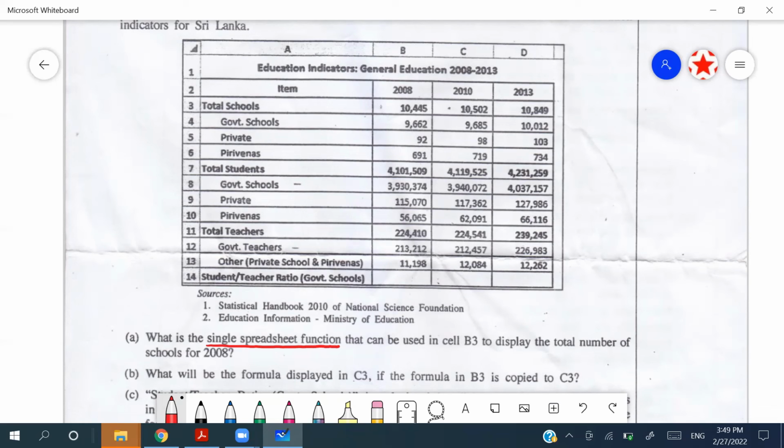So in cell B3, the single spreadsheet function is going to be, where is cell B3? Right over here. So B3 consists of these three figures, the total schools. So it's going to be equal sum B4 colon B6, or else you can say equal sum B6 colon B4.